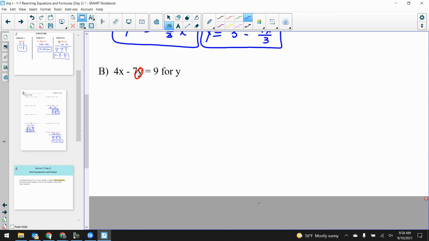4x minus 7y is equal to 9. Okay, what do we think the first step is going to be? Nathan? Add 7. It's not going to be to add 7, because the 7 is being multiplied to the y. So to move it over to the other side, I would have to say division. Danielle? Subtract 4x first. Good. I want to subtract 4x from both sides. So that's going to get me negative 7y is equal to 9 minus 4x.